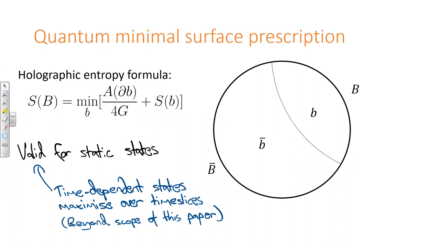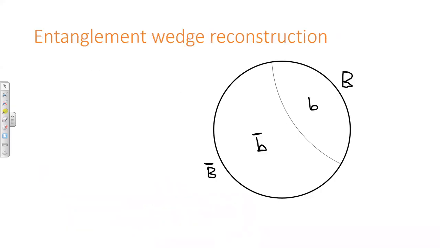That's what's called the quantum extremal surface prescription. It's the one that's most commonly talked about these days. It's the most general one. But maximizing over time slices is going to be beyond the scope of this paper. I'm not going to try to explain that at all, or have anything really to say about that. And this quantum minimal surface prescription can get you a long way. You can learn a lot of stuff. So yeah, it's pretty good.